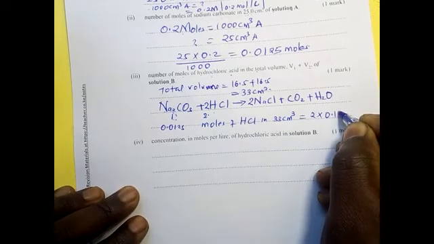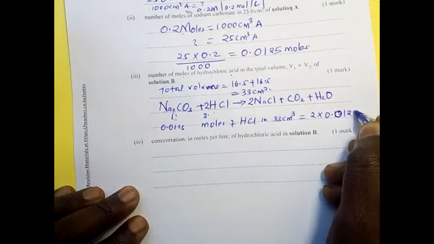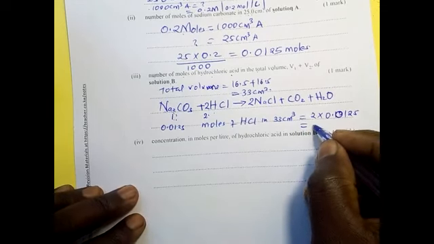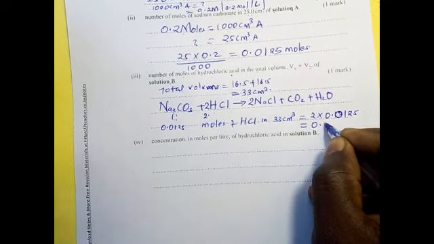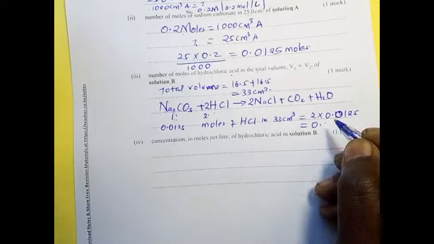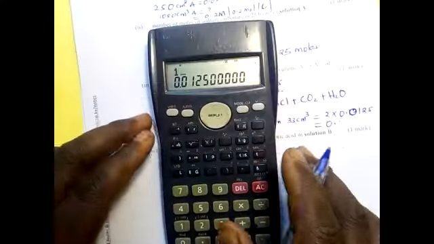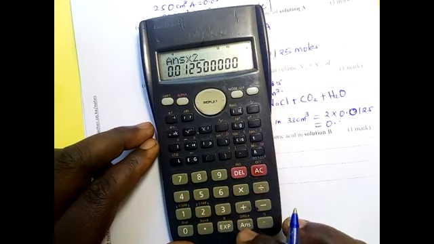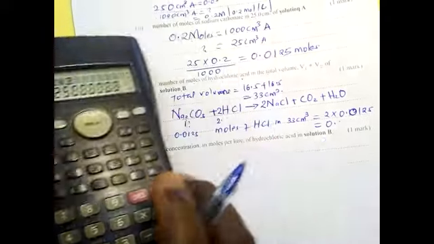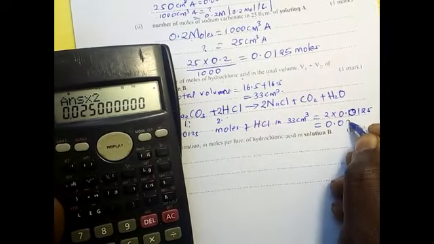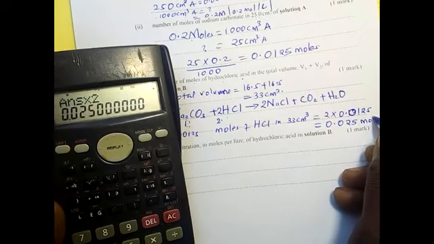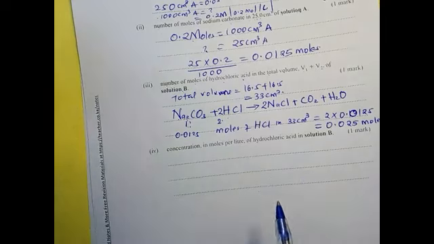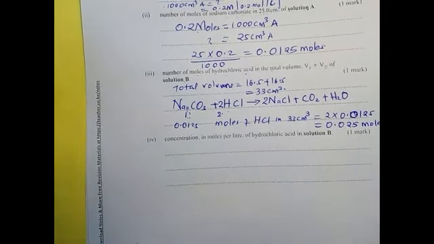So moles of HCl in 33 centimeters cube that reacted with the carbonate equal 2 times 0.0125. Let us use the calculator kindly. Answer times 2 is equal to 0.025 moles. So this is the number of moles of HCl in 33 centimeters cube that we used.